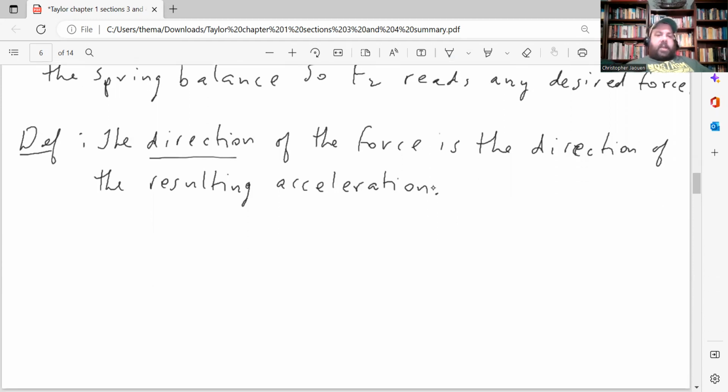Forces are vectors, so in addition to magnitudes, they also have directions. So he also defines what we mean by the direction of a force, and the definition he gives is the direction of the resulting acceleration on the object. So if you apply a force to an object and it accelerates in a certain direction, then we define that to be the direction of the force. Right. So again, forces are vectors, so you have magnitudes and directions.